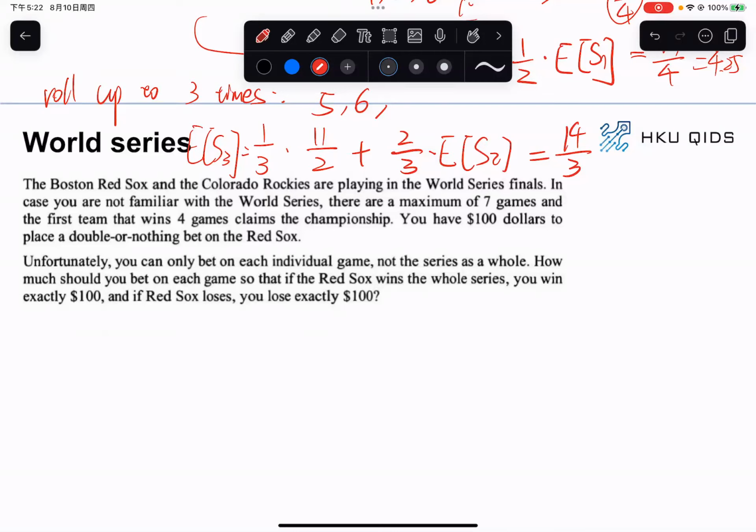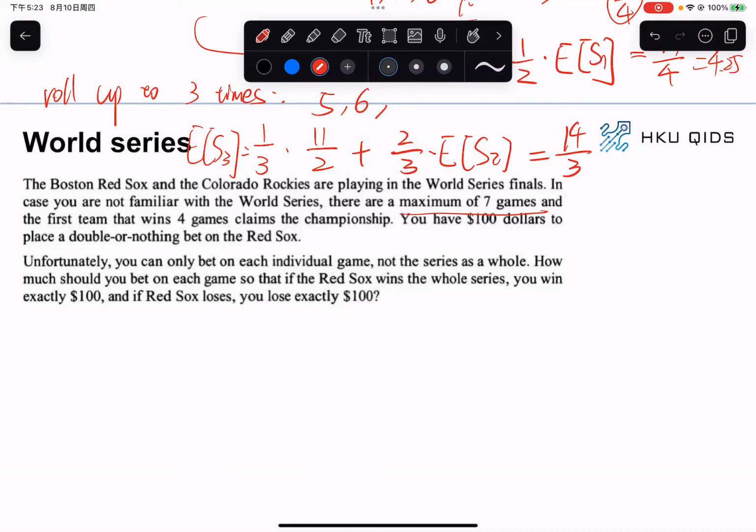So for here, if it is a written question, then basically you just need to explain what's your strategy and what's the formula and how can you solve each step's result, okay? So for this question, we have the Boston Red Sox and the Colorado Rockies, and they are playing in the World Series finals. In case you are not familiar, there is a maximum of 7 games.